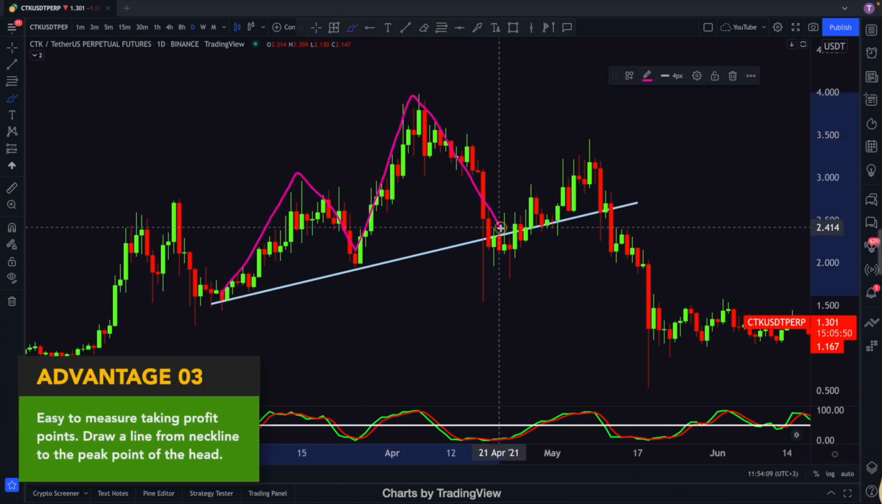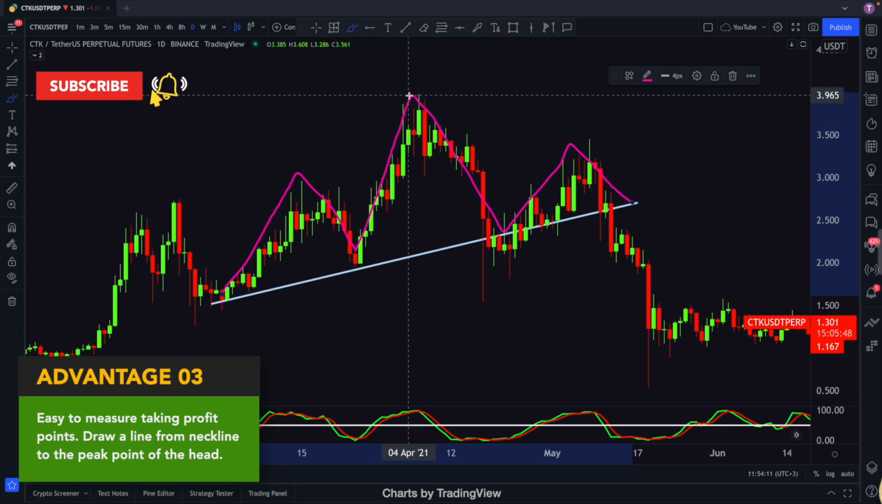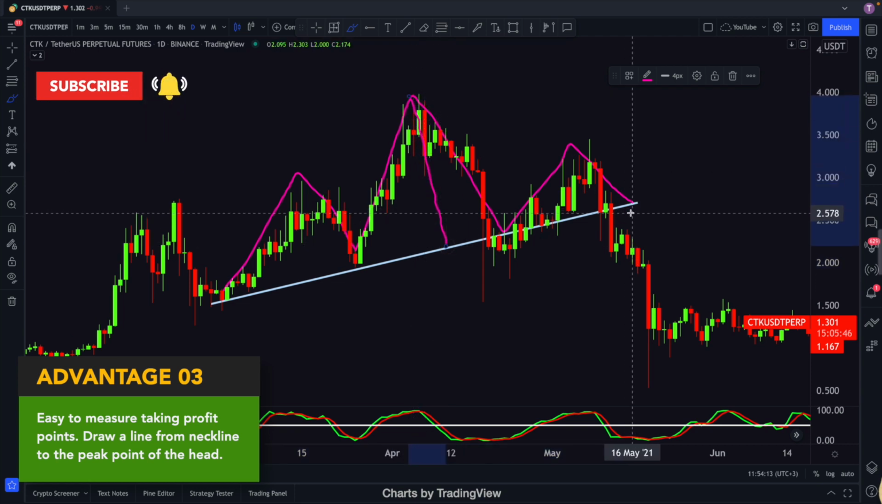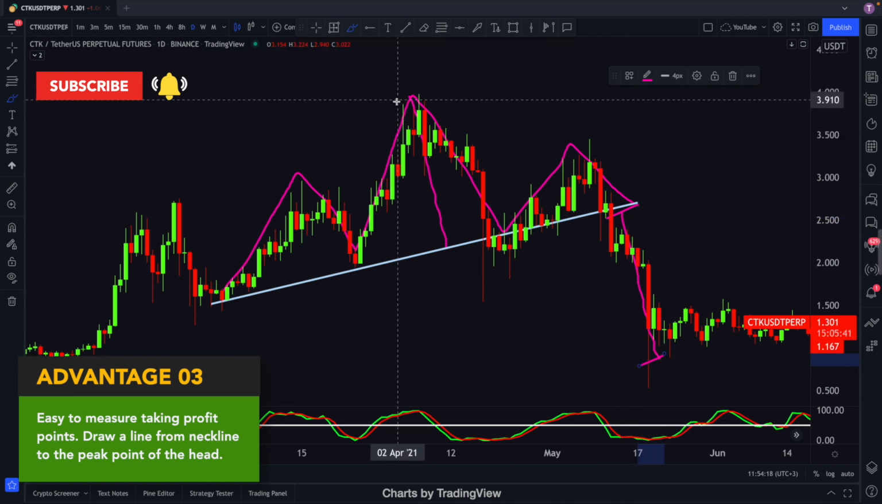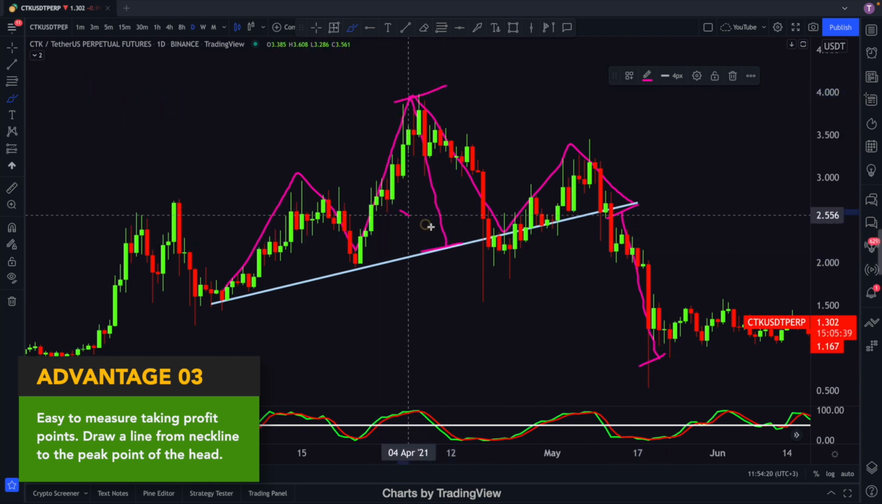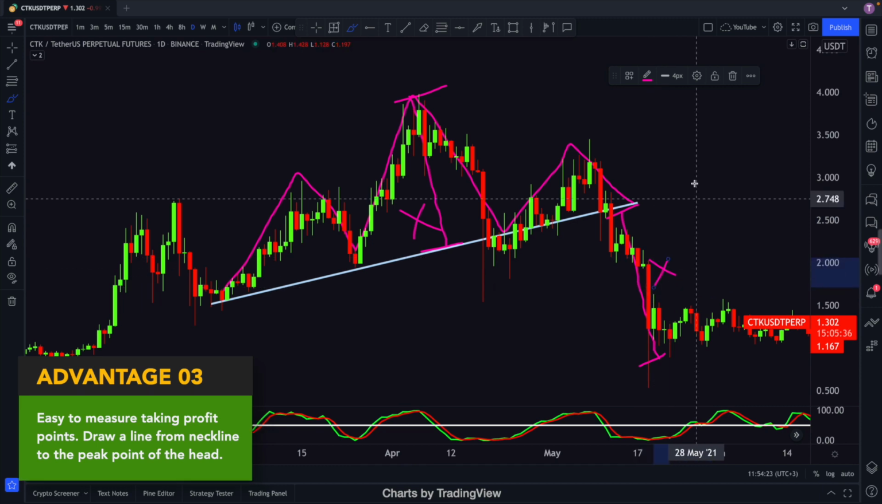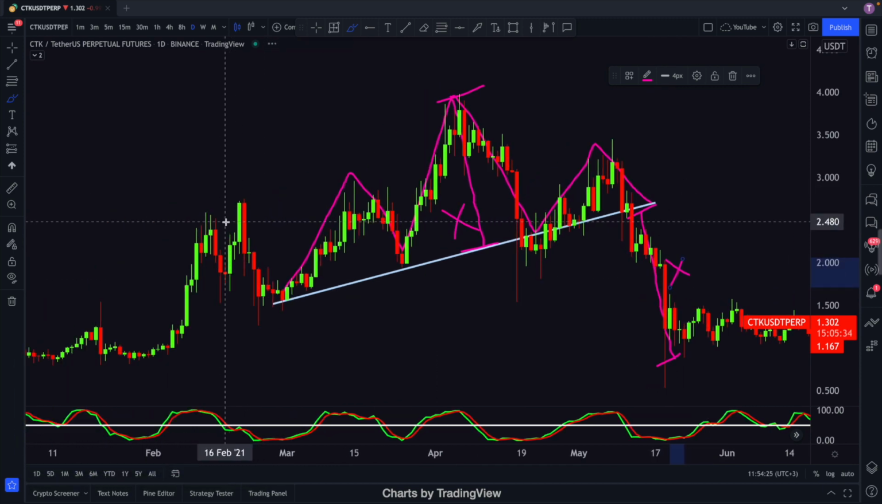Just draw a line from the neckline to the peak point of the head. That's the length of possible profit to make. This will not work all the time. However, it will be a guide for us. But how I trade this pattern is quite different. You will see it soon.